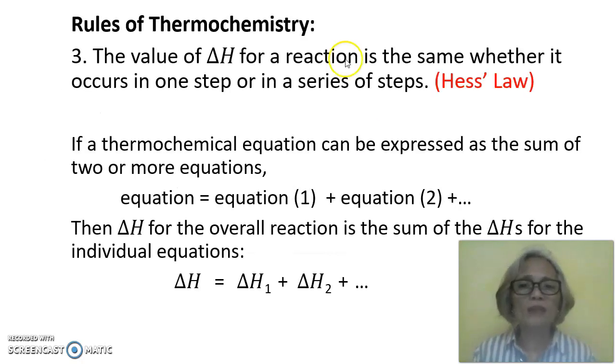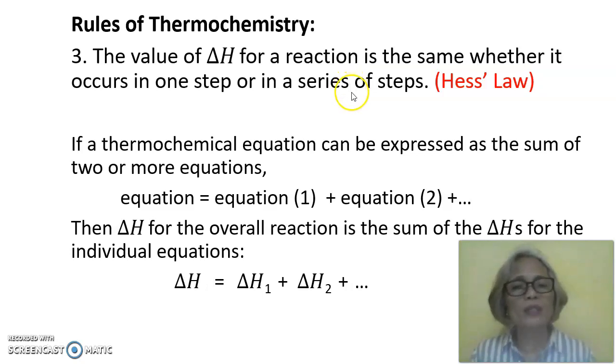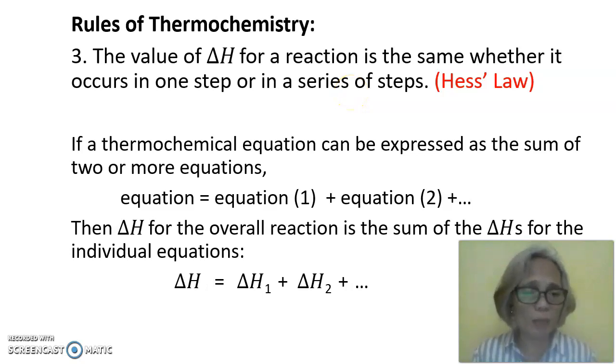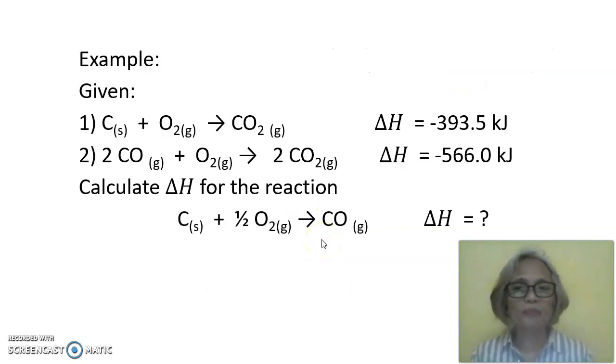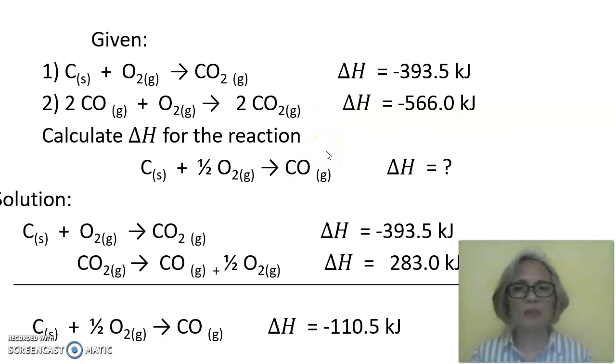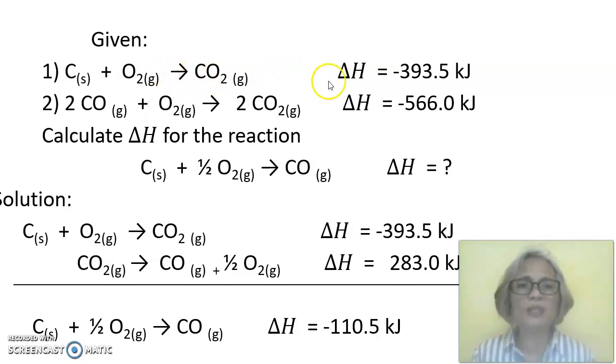Rule number 3: the value of delta H is independent of the steps. Whether the reaction occurs in a single step or a series of steps, the value for delta H remains the same. That is what we call Hess's Law. For example, we want to calculate the delta H for the formation of carbon monoxide given these thermochemical equations. Given this thermochemical equation for the formation of carbon dioxide, we have negative 393.5.